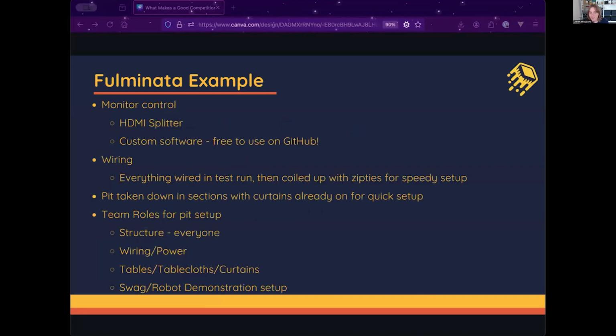For controlling this stuff in our pit, it was pretty difficult, but for the monitor control, we had an HDMI splitter that was a 1 in 4 out HDMI splitter to control all of the monitors. And we also had a custom software that one of our team members built, and it's free to use on GitHub. If you're interested in putting monitors in your pit and you're not sure how to really organize them, this software is really, really useful. And I have it linked at the end of our presentation.